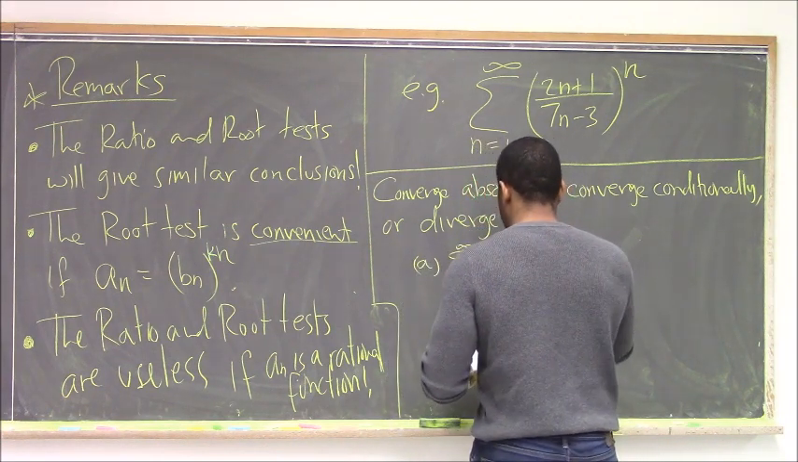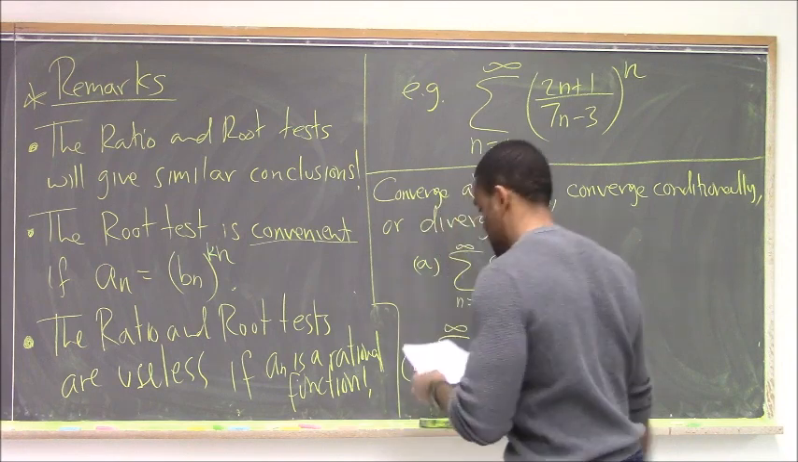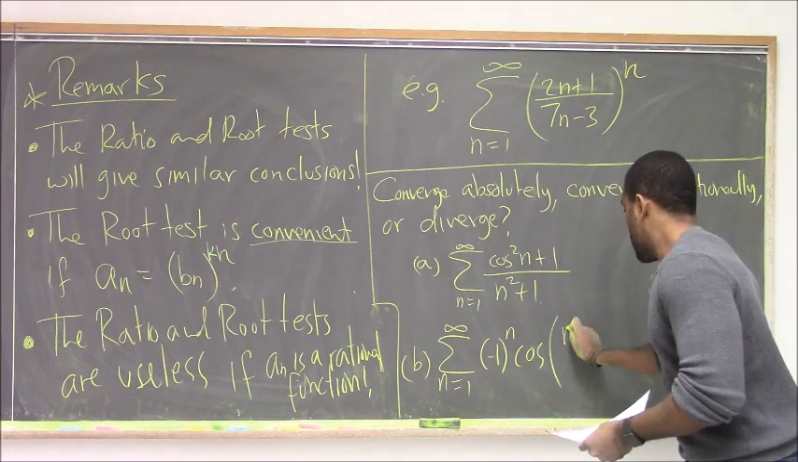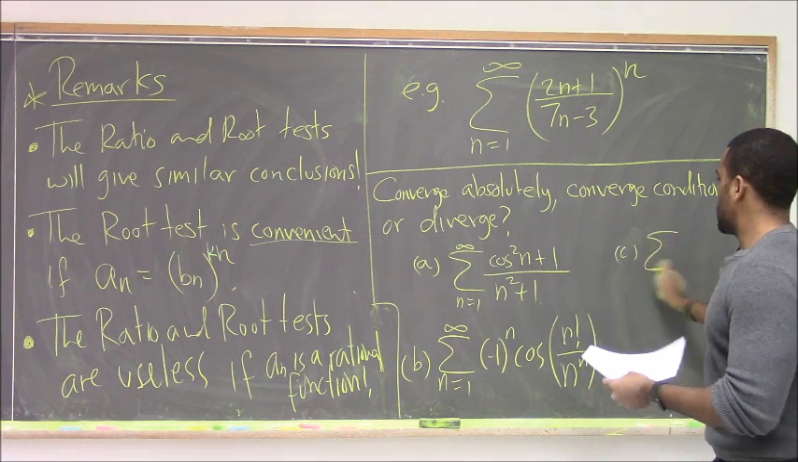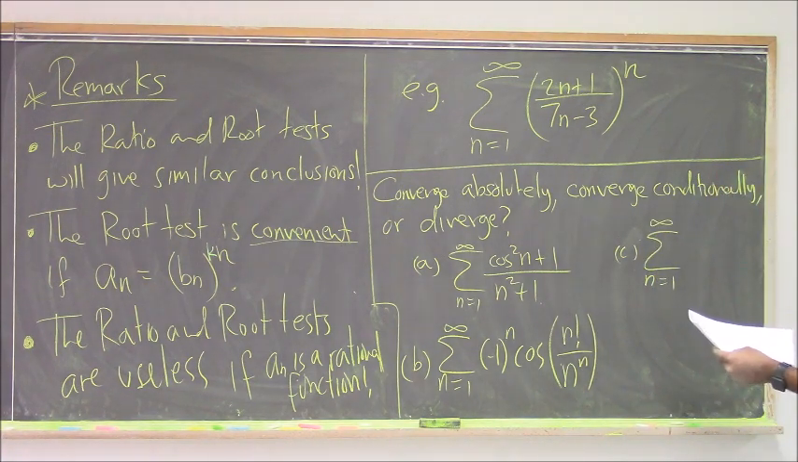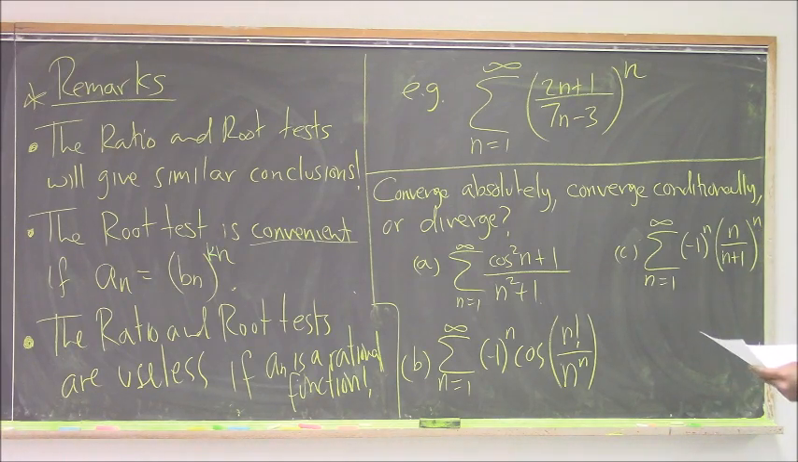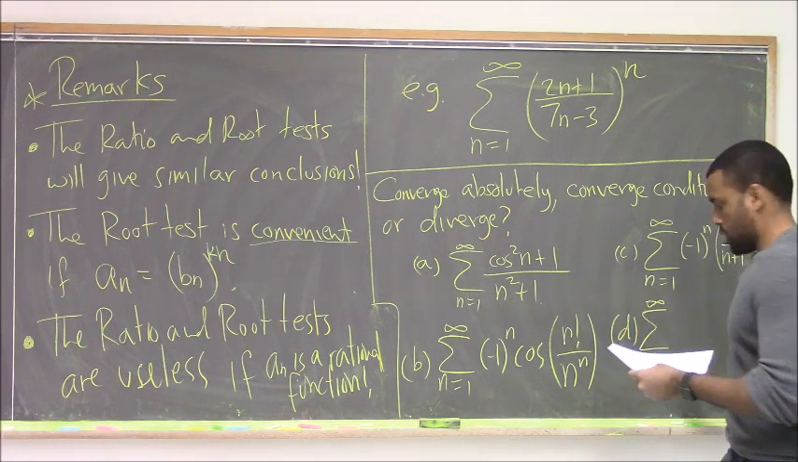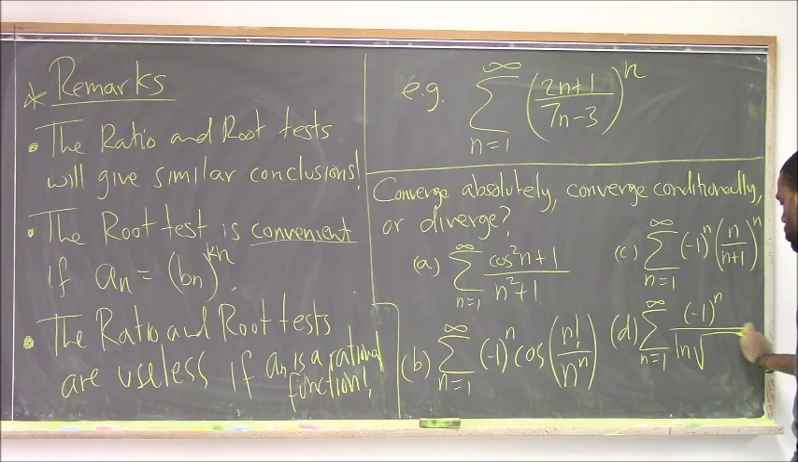Cosine squared n plus 1 over n squared plus 1. Minus 1 to the n cosine of n factorial over n raised to the nth power. Minus 1 to the n of n over n plus 1 to the n. Minus 1 to the n over ln of the square root of n plus 1.